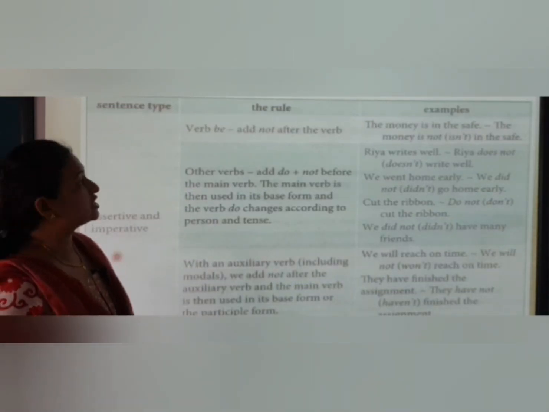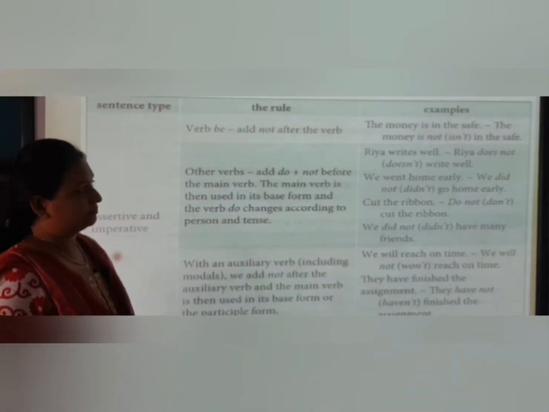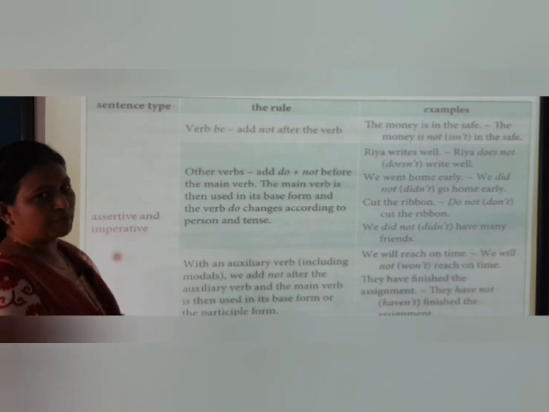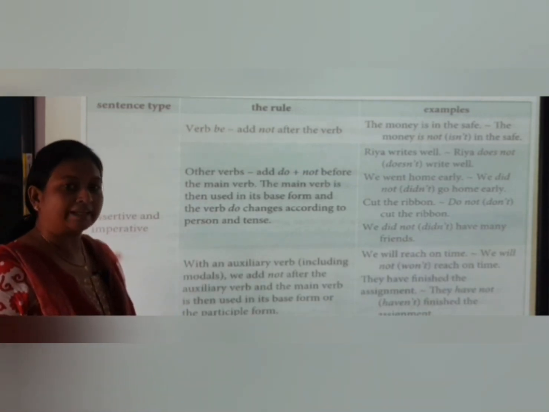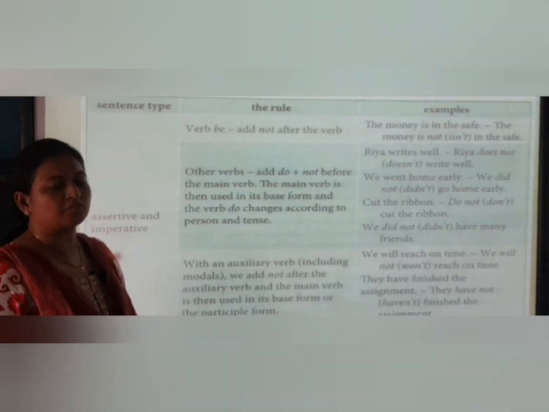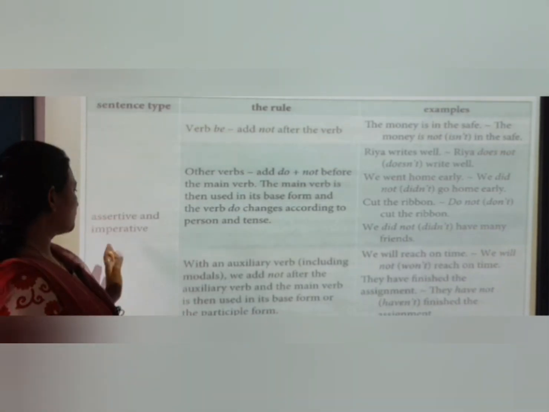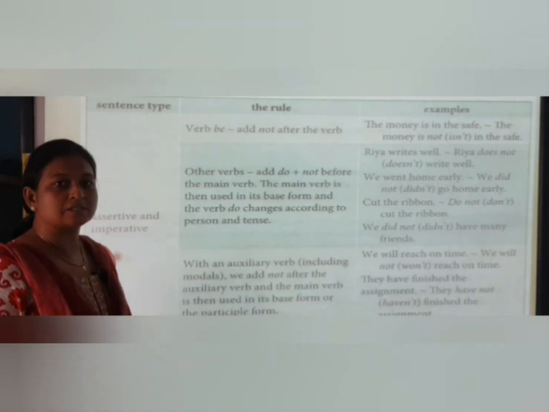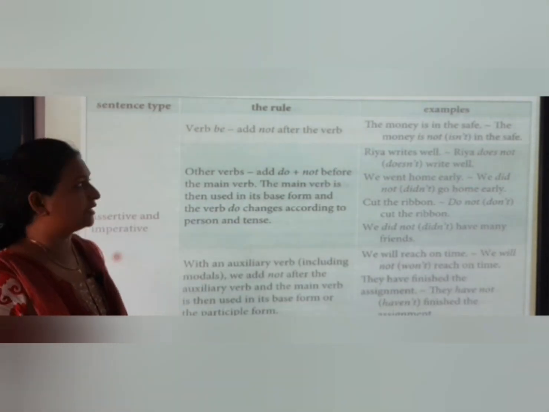Now some rules for forming the negative. Sentence type is assertive and imperative. What is the meaning of assertive? Your declarative sentence or any statement, we call it assertive. And what is the meaning of imperative? Your request, suggestion, advice, all these things come under imperative sentences.